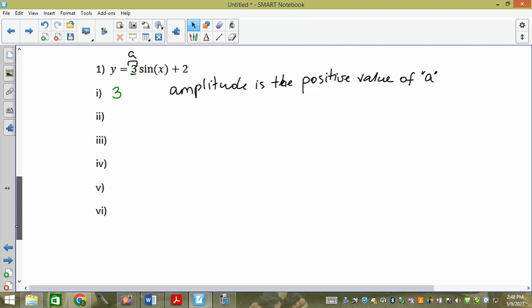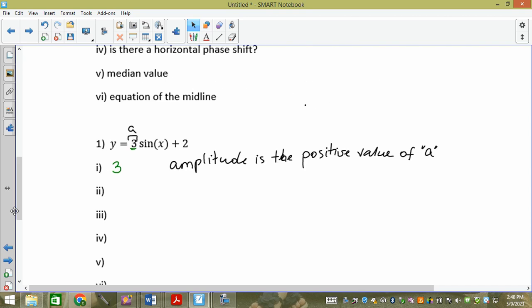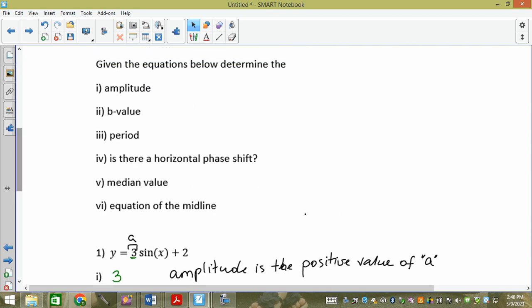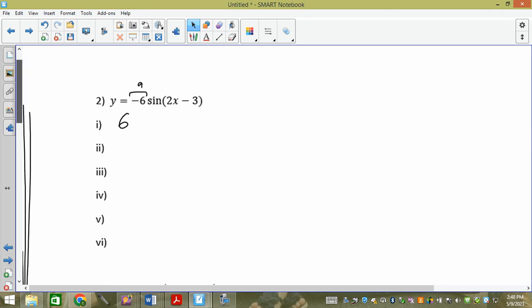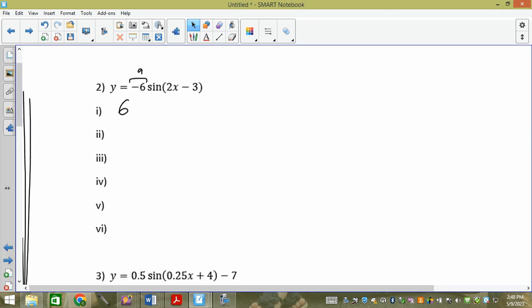So when we talk about equations, if we want the A value, which is all of these, the amplitude is just the absolute value of A every single time. So off an equation, my amplitude of this equation is 3. So that means it goes up 3 and down 3 from the midline. The amplitude of this equation is the absolute value of negative 6, which is 6. Right? It's always just the absolute value of A.